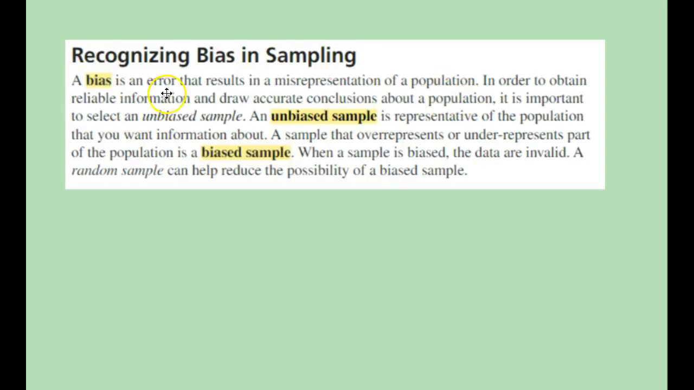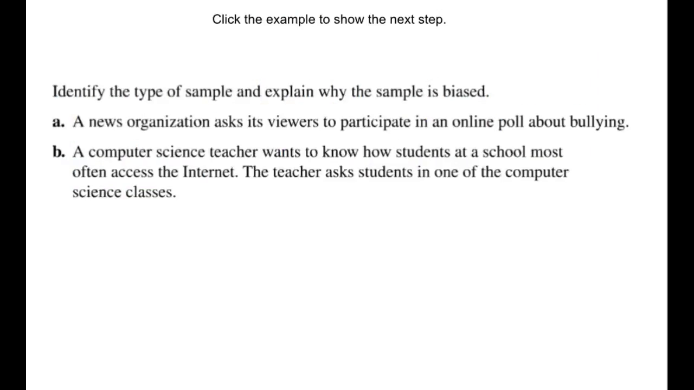So I always want to select my unbiased sample. So an unbiased sample is representative of the population you want information about. A sample that overrepresents or underrepresents part of the population is a biased sample. So when a sample is biased, I can't really look at the data, so it's considered invalid data. So I always want to use my random sample because my random sample generally helps reduce the bias in my samples.